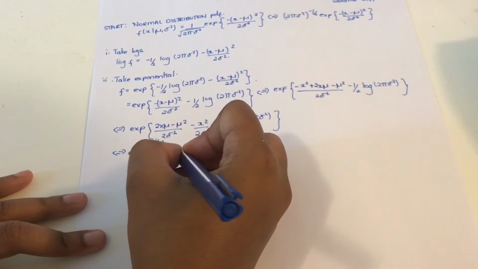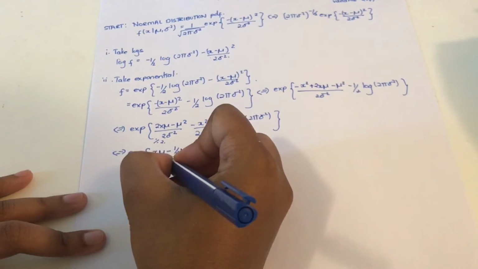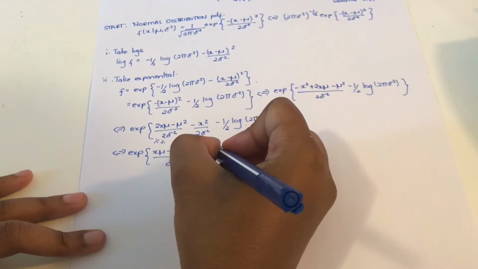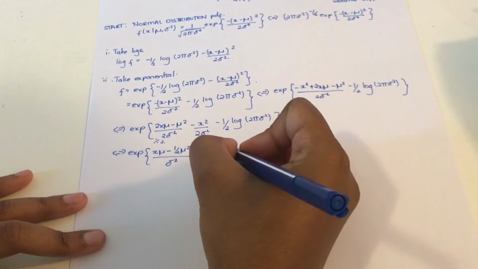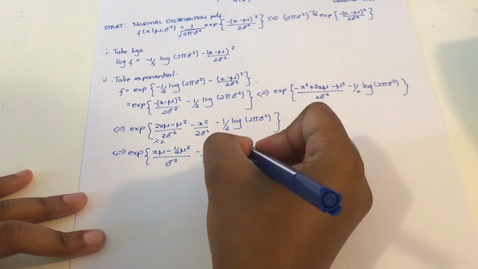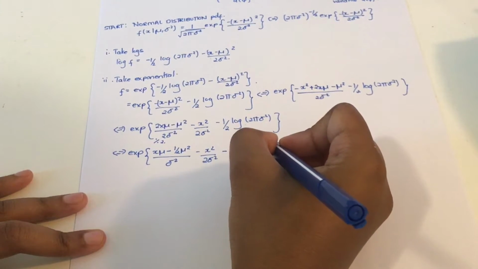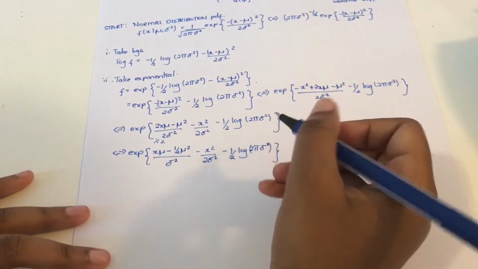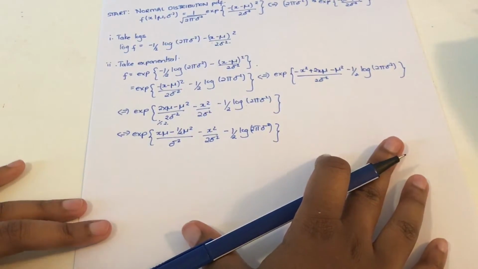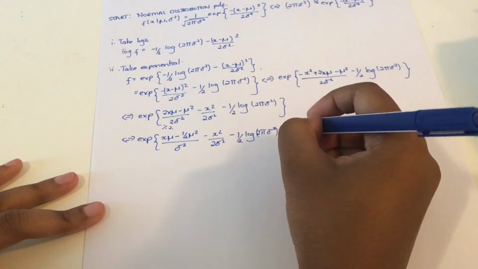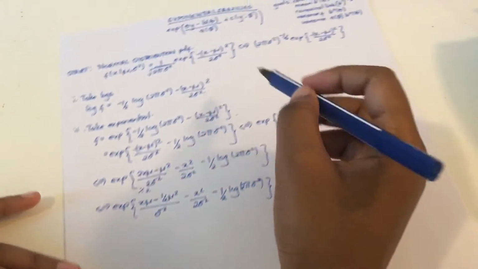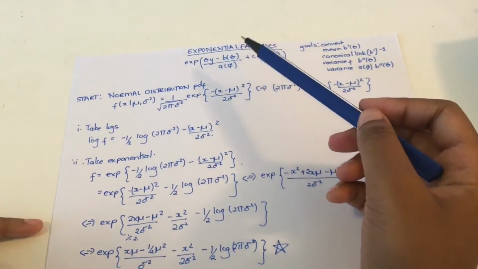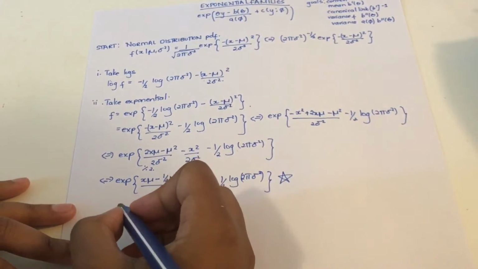So what I get is x mu minus a half mu squared, divided by, I divided by 2, so it's just sigma squared, minus x squared over 2 sigma squared, minus a half log 2 pi sigma squared. Okay, it's starting to look like the exponential family function. So let's continue. Do you see that resemblance? We're getting super close.